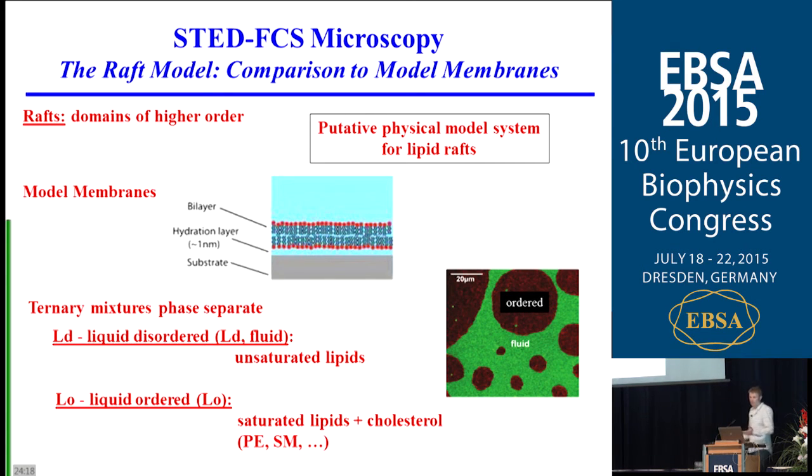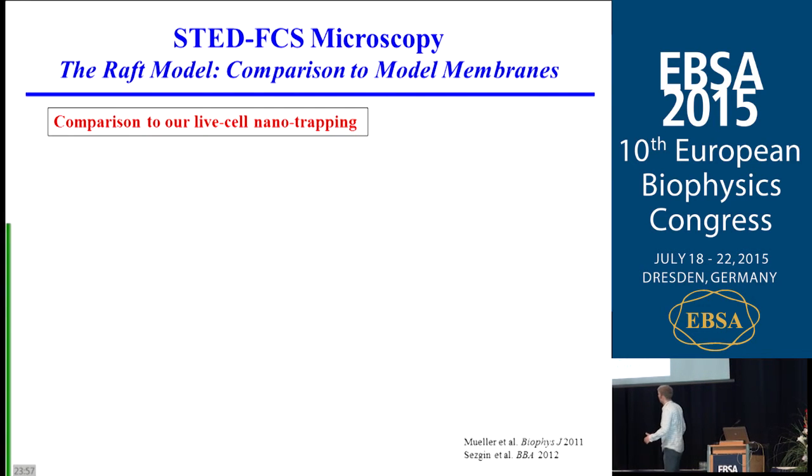And then there's the more ordered environment. I will call it LO, and the other one LD later on. So in the LO environment, we have saturated lipids, which don't require that much space because they don't have a kink in their chains. And this LO environment is often taken as a raft model, because it's highly molecularly ordered. So let's compare this characteristic with our live cell nanotrapping or STED-FCS recordings.